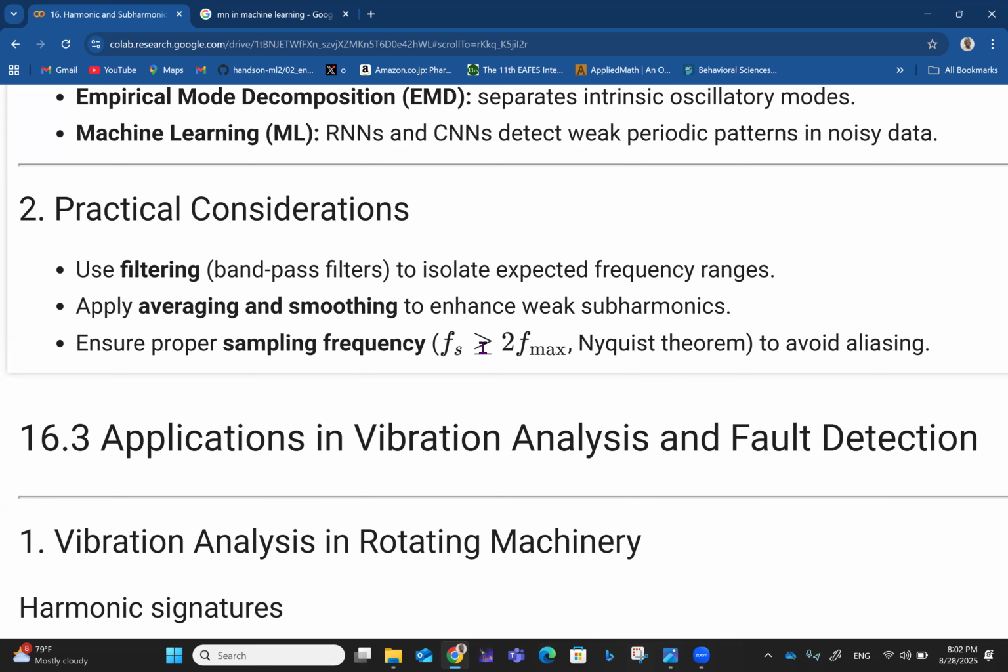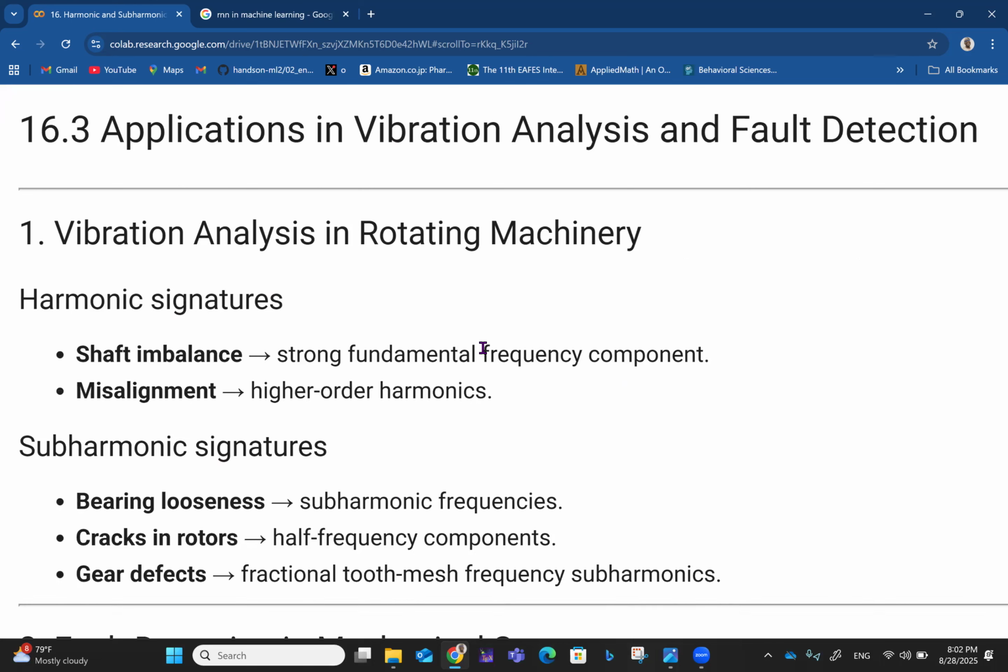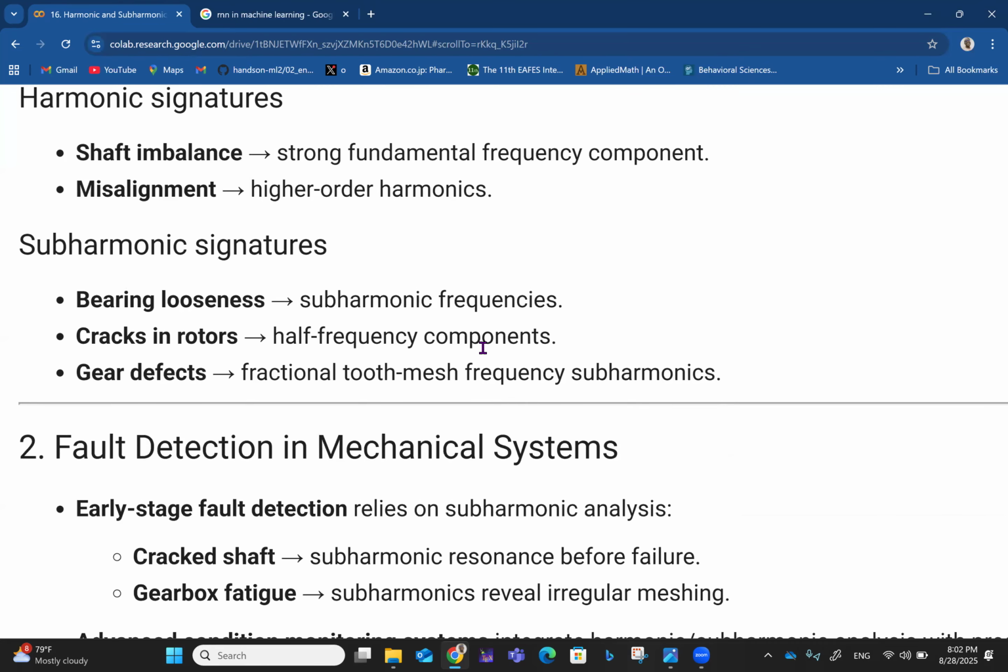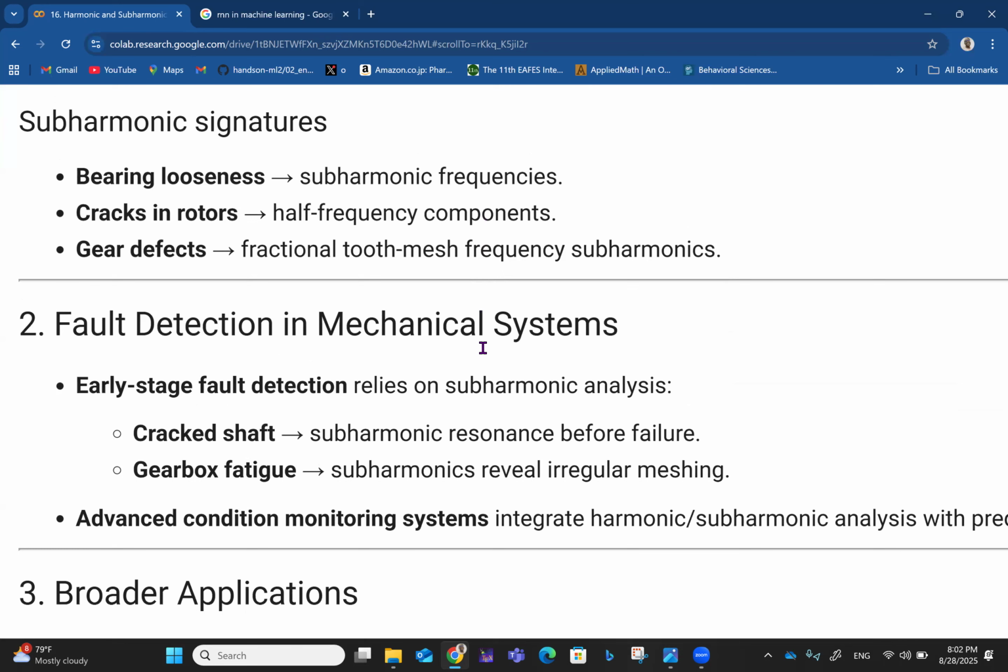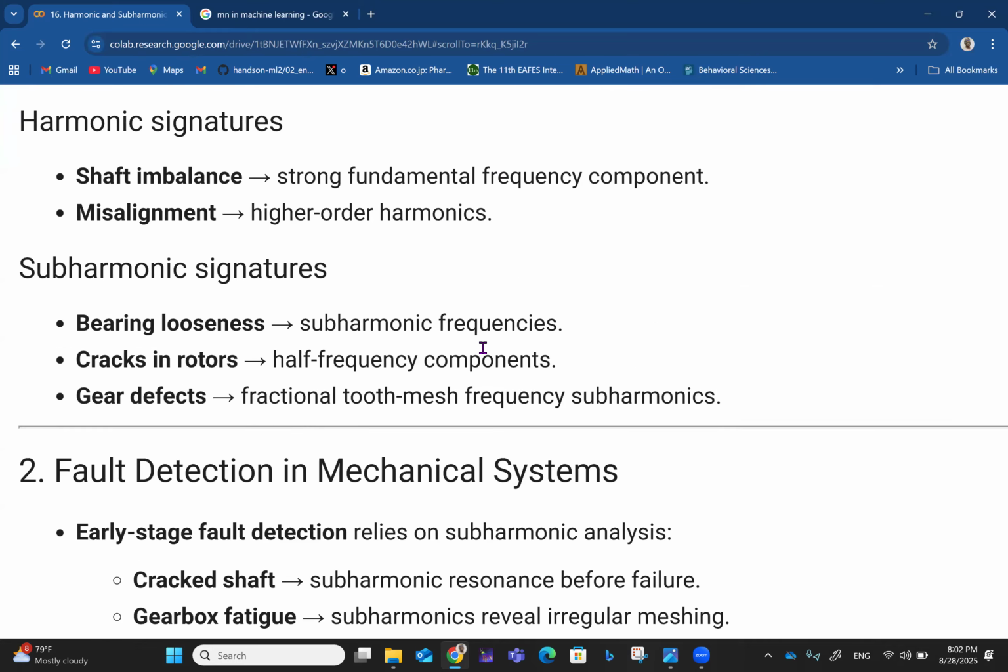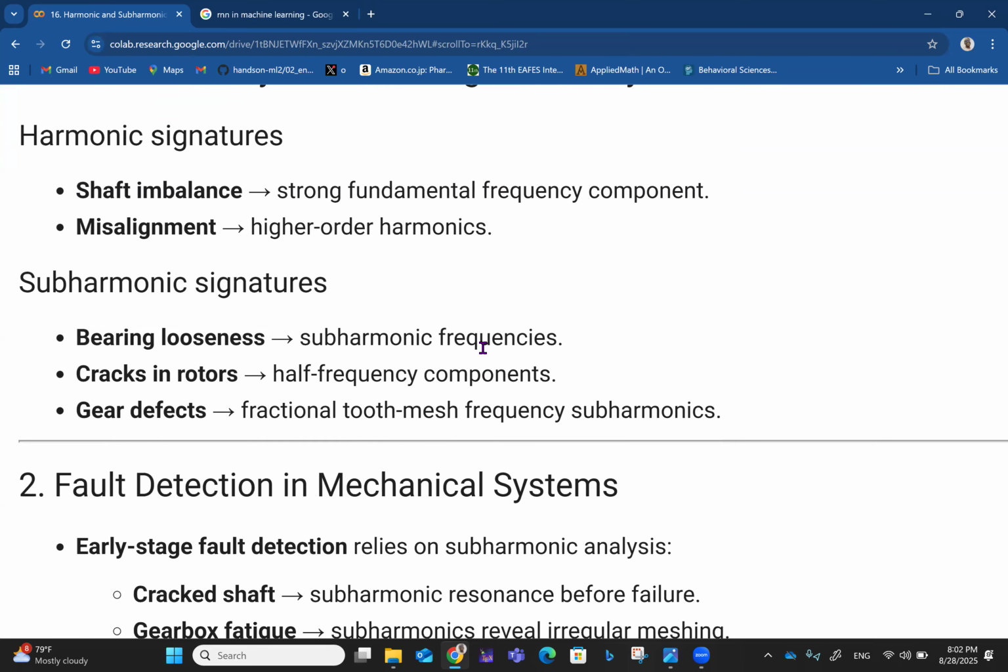So let's talk about applications of vibration analysis and fault detection. Vibration analysis in rotating machinery, for instance, is the first thing we're looking at. Here we have harmonic signatures, such as shaft imbalance with strong fundamental frequency components, and misalignment, which represents higher order harmonics. Then we have subharmonic signatures like bearing looseness, and cracks in rotors, which give half frequency components. Then we have gear defects, which can represent fractional tooth mesh frequency subharmonics. That's fault detection, vibration analysis in rotating machinery.